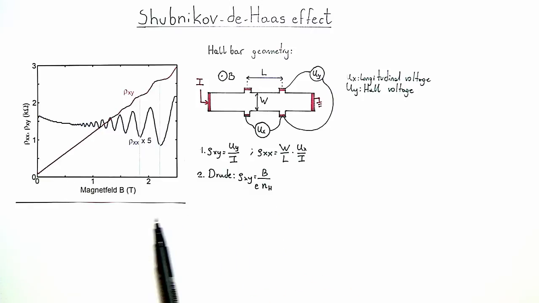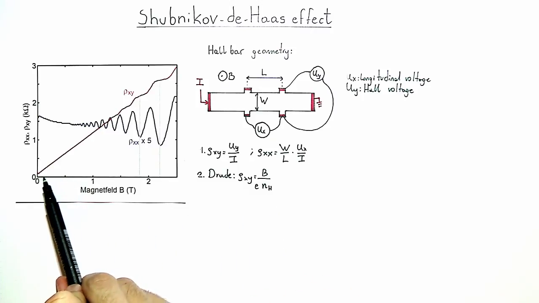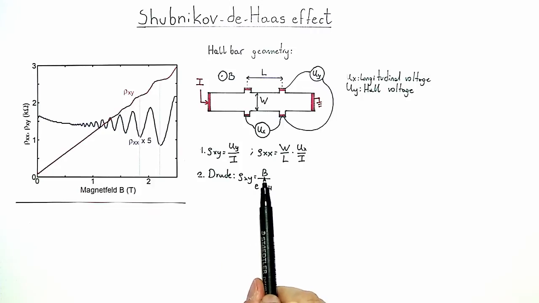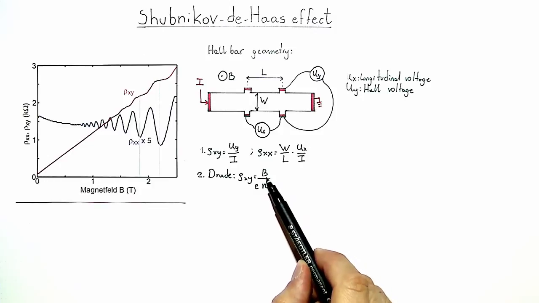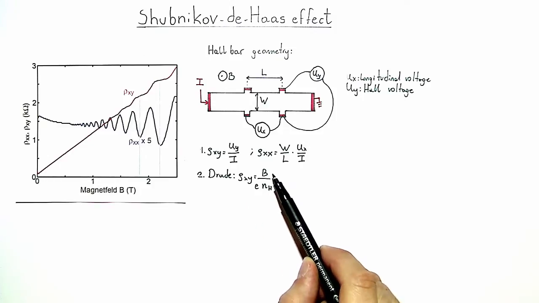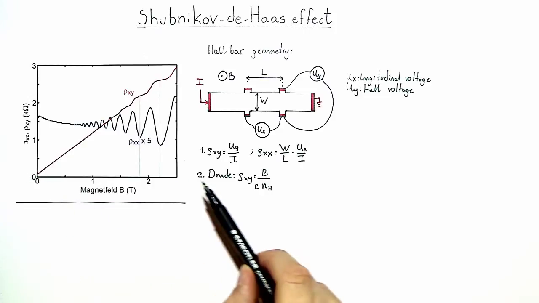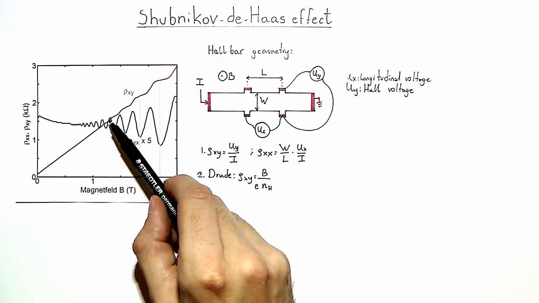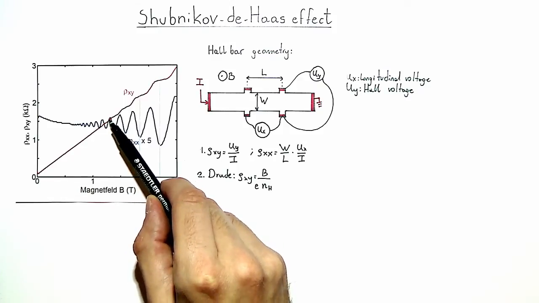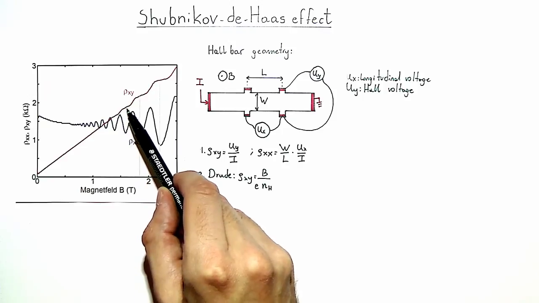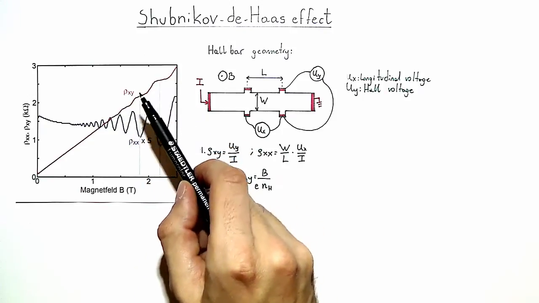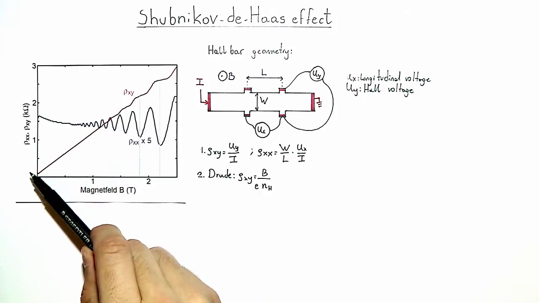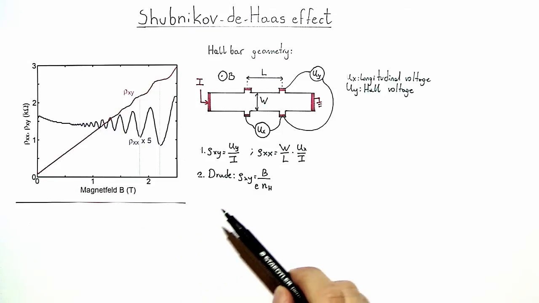So what we have to do is look at this figure, and constrain ourselves to the region where rho xy is directly proportional to B. So this gives a line with a linear relation, corresponding to this region over here. Above a certain magnetic field, we see that there is a deviation from the simple linear dependence because there are some sort of oscillations in rho xy. So therefore, we constrain ourselves to this region over here where rho xy is strictly linearly proportional to B.